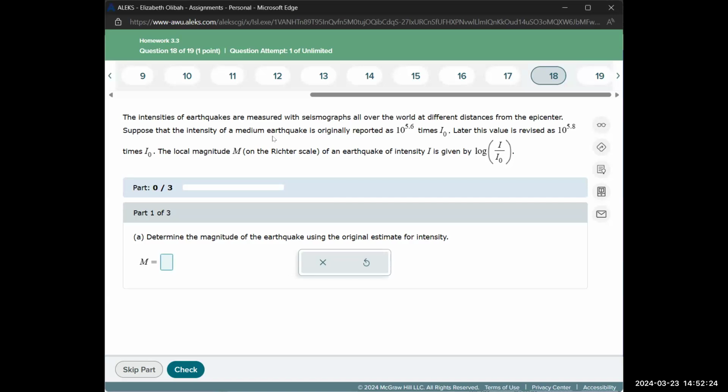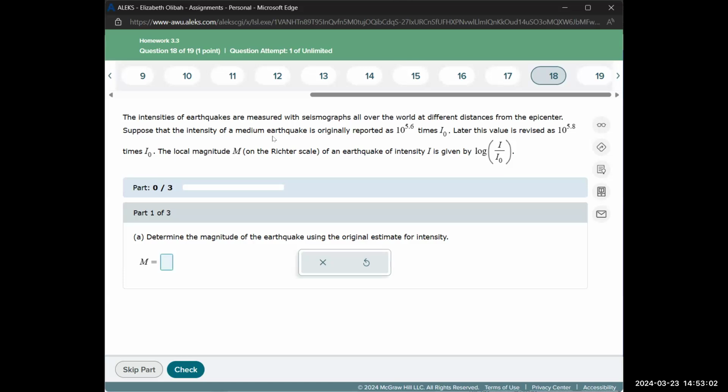It's talking about the intensities of earthquakes and that they're measured with seismographs all over the world at different distances from the epicenter. Suppose the intensity of a medium earthquake is originally reported as 10 to the 5.6 times I sub 0. So I sub 0 is just the original intensity. Later, the value is revised as 10 to the 5.8 times I sub 0. The local magnitude M on the Richter scale is given by this formula that you take the log of I divided by I sub 0.